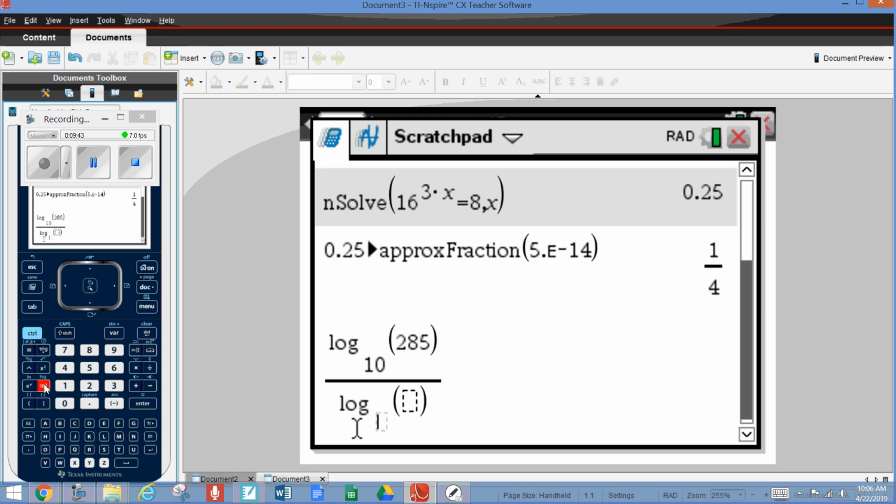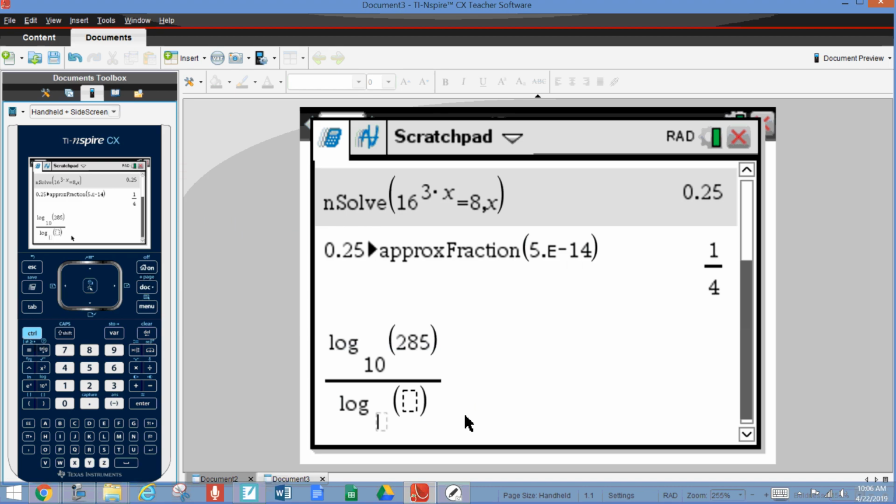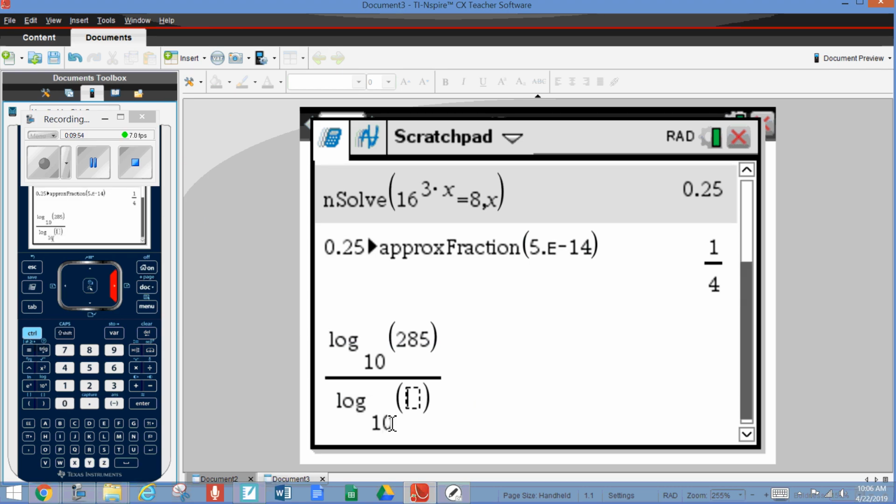Control log. Log 15. What is the base going to be? 10. If it's not given, that means it's 10. And if you look for anything, you can do it automatically.